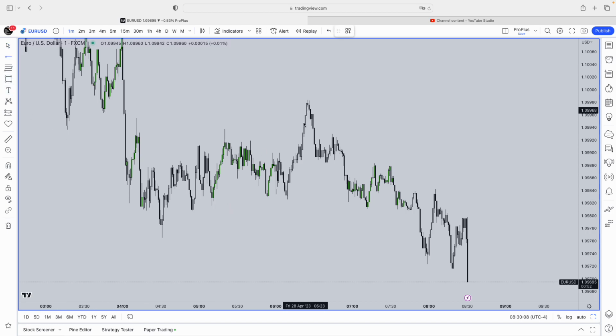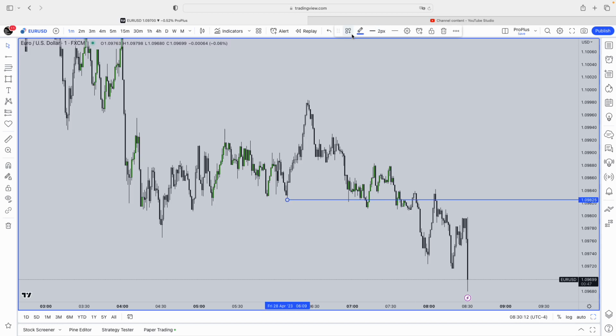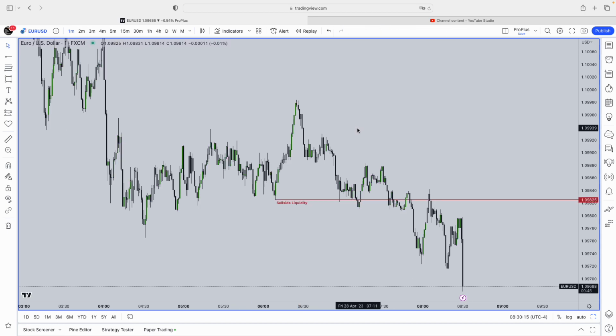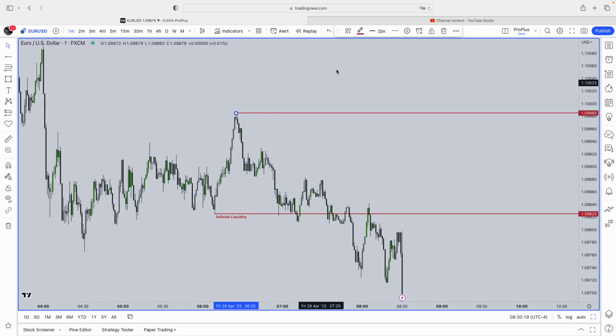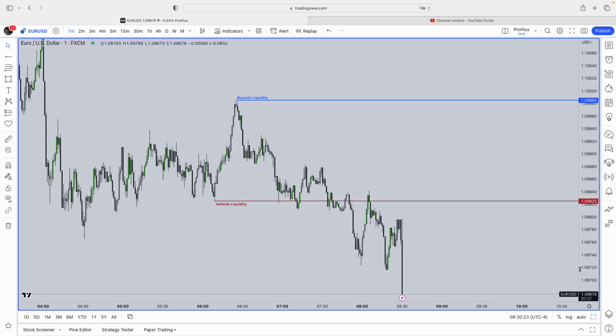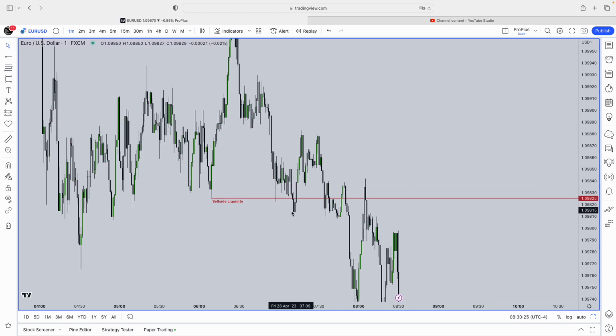So here we think this is sell side. Okay, so if people are just thinking this is sell side liquidity, okay, nice. So this is buy side liquidity up here. Okay, so you've mapped out your buy side and sell side. Sell side gets raided here, and then immediately after there's a break of market structure. So you're like, okay, nice.